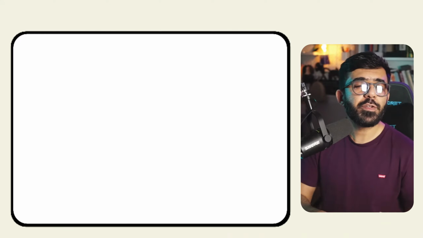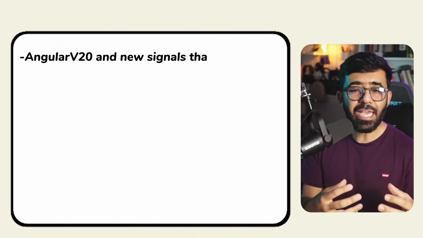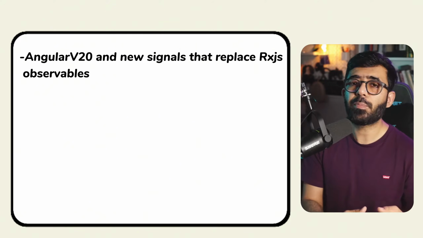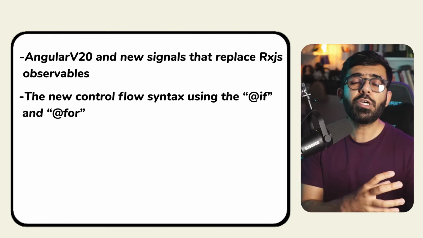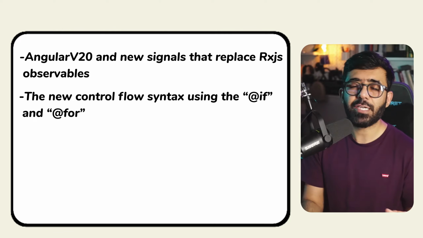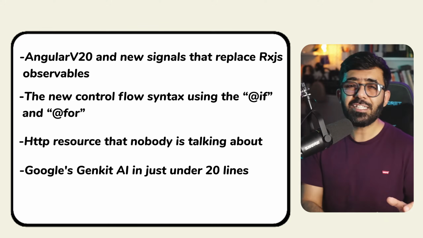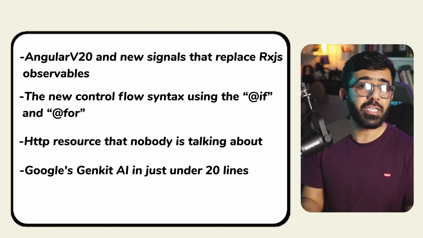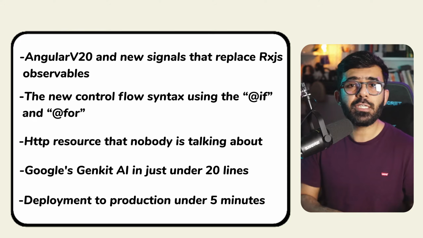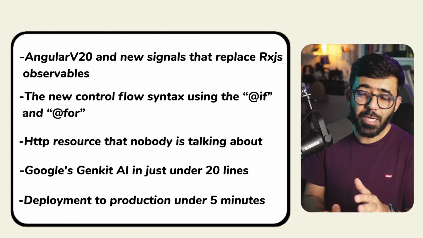So by the end of this video, you're going to learn these things: Angular 20 and new signals that replace RxJS observables, the new control flow syntax using @if and @for, httpResource that nobody's talking about, Google's Genkit AI in just under 20 lines, and deployment to production under 5 minutes, considering you get through the setup part. Alright, so let's see what we are building.